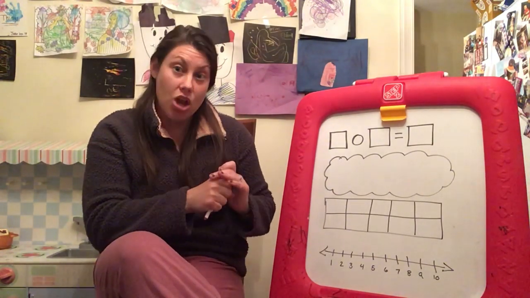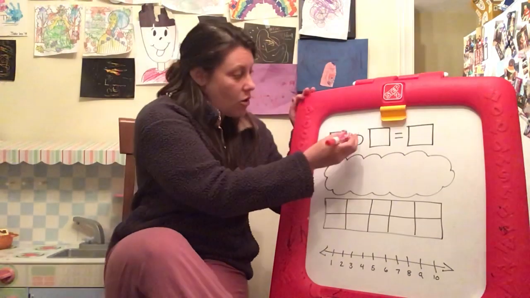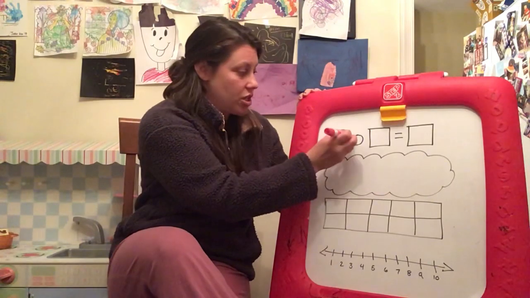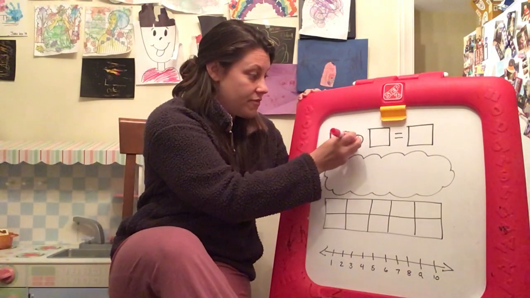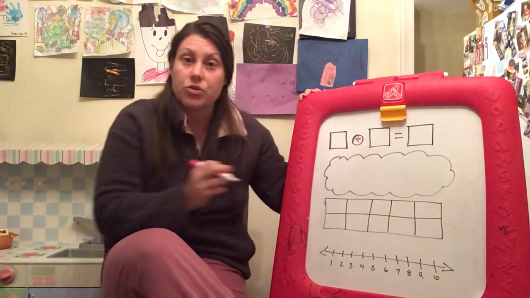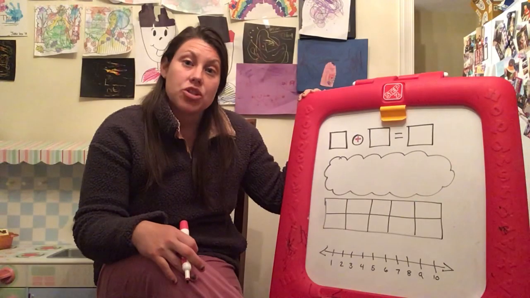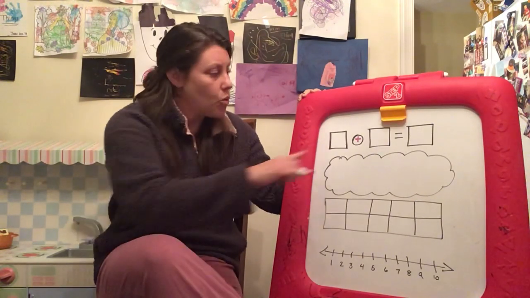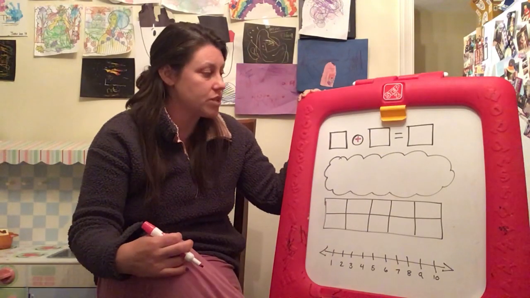So there are a couple ways to do this. First, if we know that we're going to use addition, then I want to go ahead and start writing my equation. So I'm going to write a plus sign in here. So I know that we're using addition. Now I want to figure out what numbers go in my equation.